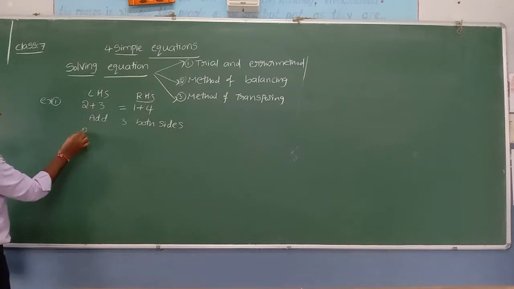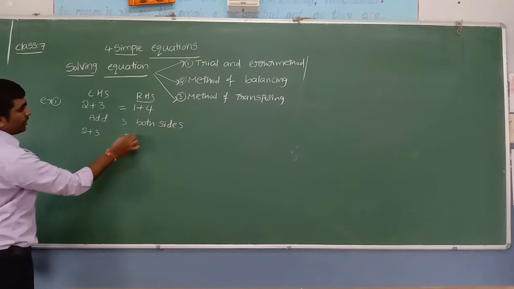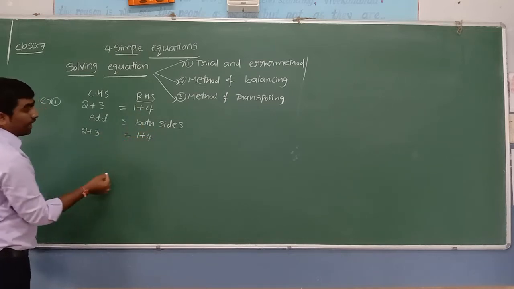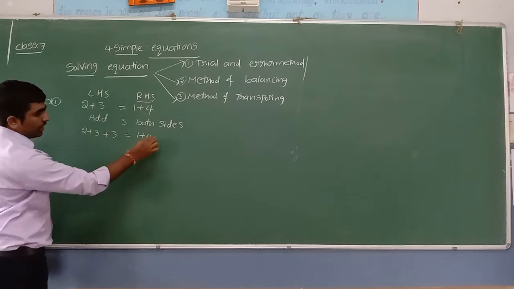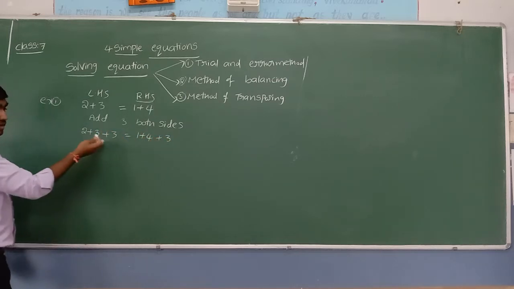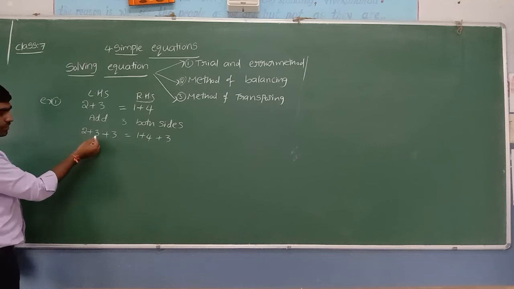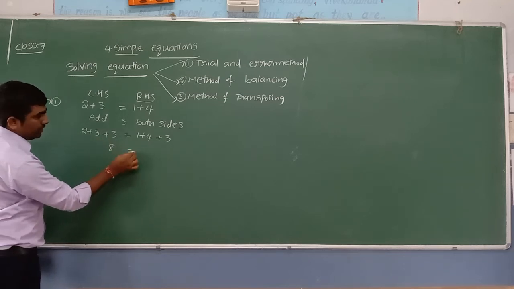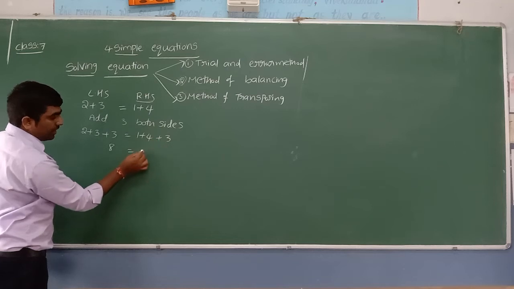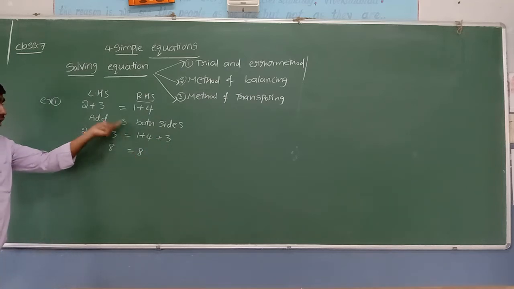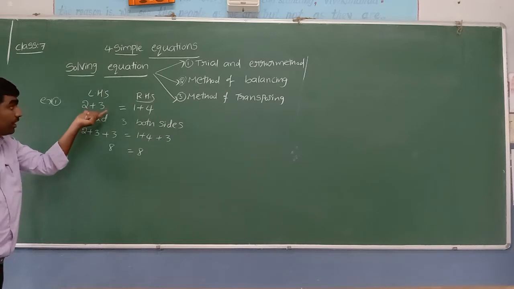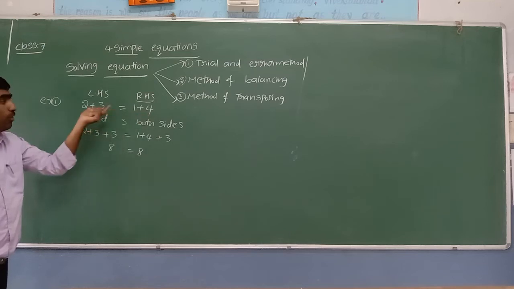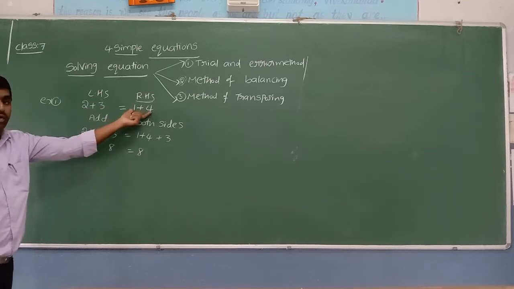So let me take LHS here. 2 plus 3 is equal to, what is the RHS? 1 plus 4. And we decided to add 3 on both sides. Let me add 3 to LHS and add 3 to RHS. Now verify the results. 2 plus 3 is 5, 5 plus 3 is 8. 1 plus 4 is 5, 5 plus 3 is 8. By adding 3 on both sides, I am getting the same result. 8 is equal to 8. Still equality holds. Already I took a true statement, where both the sides are equal. 2 plus 3 is 5, 1 plus 4 is 5.